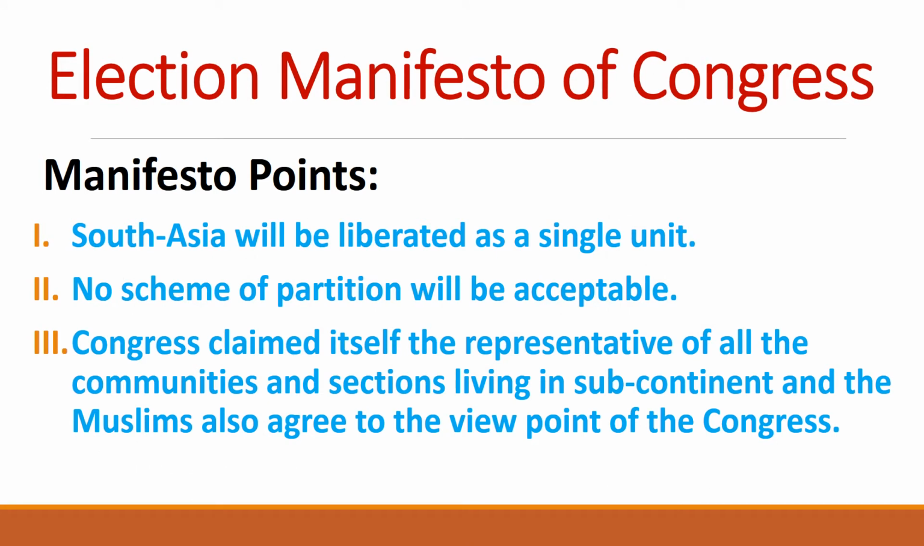Here we see the election manifesto of the Indian National Congress, and the first point says Congress demanded that South Asia be liberated as a single unit. They wanted to keep India as one country, and they also said no scheme of partition of the subcontinent would be acceptable. Number 3, the Indian National Congress claimed itself the representative of all the communities and sections living in the subcontinent, and they were saying that the Muslims of the subcontinent also agreed with the viewpoint of the Congress, that the Muslims were not in favor of the division of India.